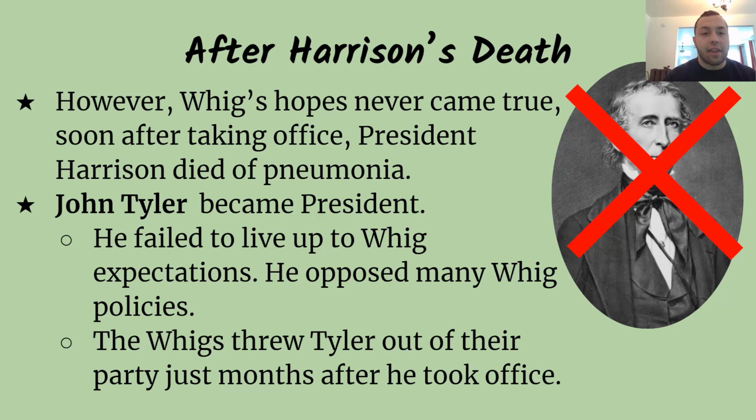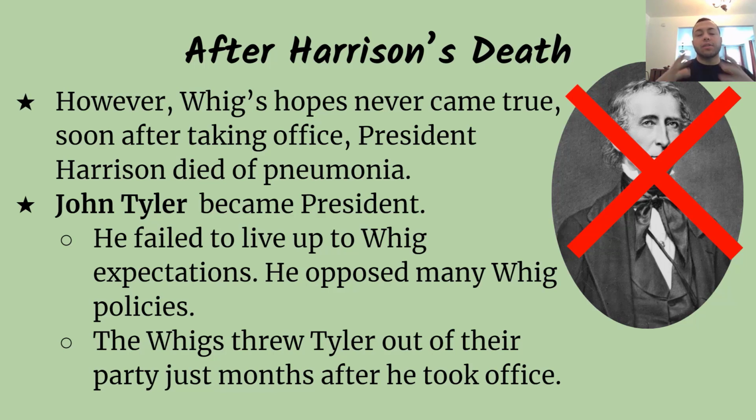So after Harrison's death, this is what I want to focus on now. The Whigs' hopes, those policies I talked about, they never come true. So soon after taking office, President Harrison died of pneumonia. Again, if a president dies in office, the vice president then becomes president. So John Tyler, his VP, becomes president. And he really failed to live up to the Whig expectations.